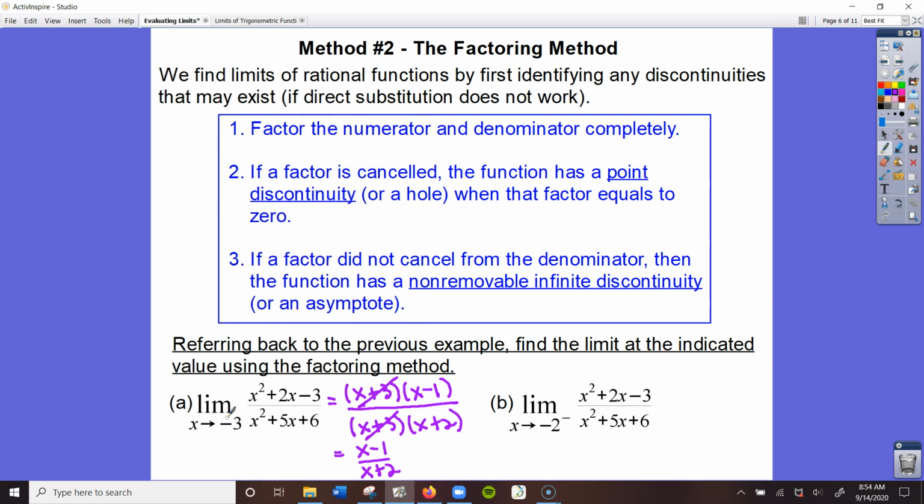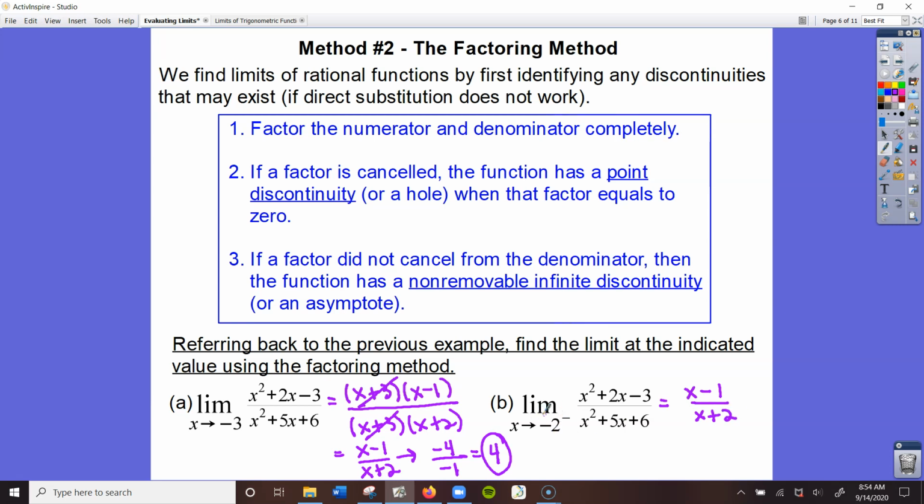Now if I wanted to plug in that negative 3, I can. If I were to plug in negative 3, I would get negative 3 minus 1, which is negative 4, over negative 3 plus 2, which is negative 1, which gives me that limit value of 4 that I got when I used the graph. Now again, this is the same function, so I'm going to use my simplified version, x minus 1 over x plus 2.